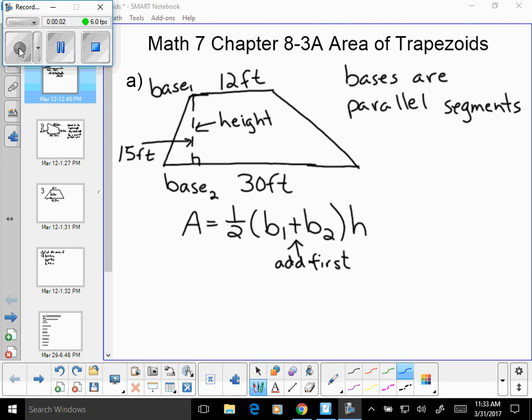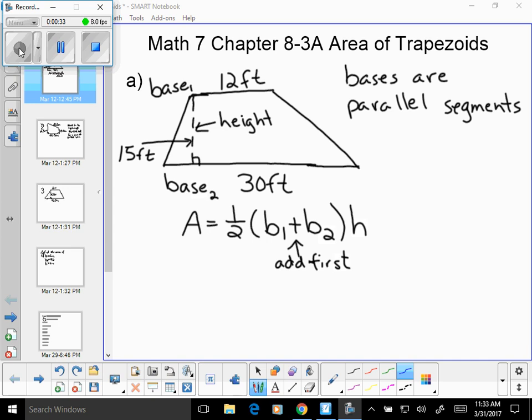Hello class, we are going to move on to chapter 8.3a, which is the area of trapezoids. If you remember, a trapezoid is a polygon, actually a quadrilateral, that only has one pair of parallel sides. And as I note here, the parallel sides are what we call the bases. In this particular instance, it's the 12-foot and the 30-foot. Now, a trapezoid has two bases, so we're going to have to get used to that.